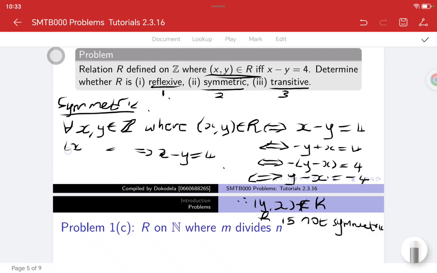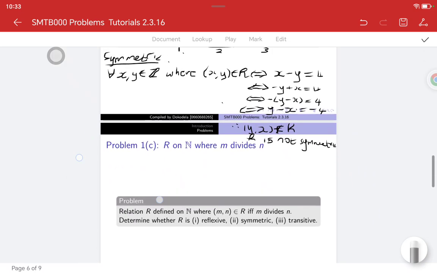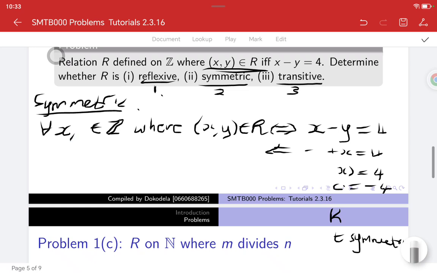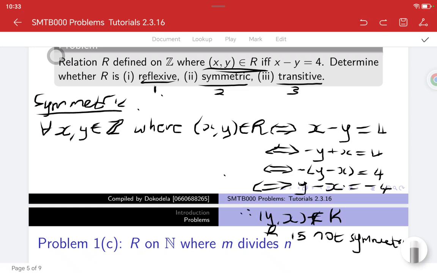Did you understand this one? Yeah. Something like that. All right. So I think you'll see when we do the other ones. Okay, I wanted to ask the reason why it's not symmetric. It's because it's not y minus x equals 4. Instead, it's y minus x equals minus 4. Yeah, that's the reason. Okay.